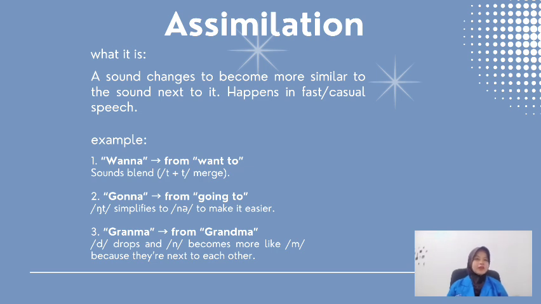Example number 1, wanna. This comes from want to. The sounds blend together and the t plus t merge into one. Example number 2, gonna, from going to. The ng and t sound simplifies to n to make it simpler. Example number 3, grandma, from grandmother. The d drops out and the n becomes more like m because they're next to each other. So you can see assimilation is all about sounds becoming similar to make speech flow more easily.